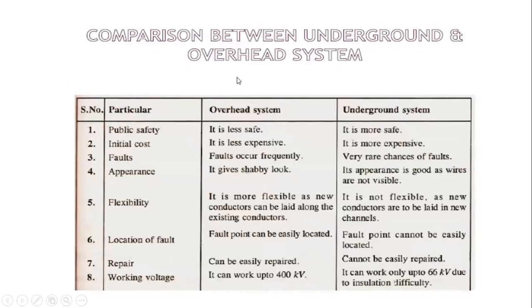Next, what is the comparison between underground and overhead systems? This is the comparison between the overhead system and the underground system. First is public safety. The overhead system is less safe for the public, while the underground system is safer for the public. Next is the initial cost. The cost for the overhead system is less, and the cost for the underground system is more.